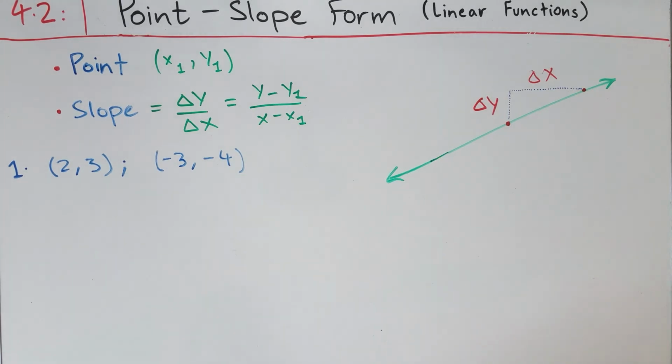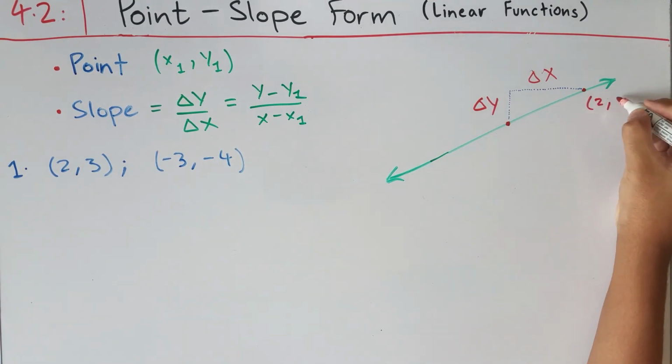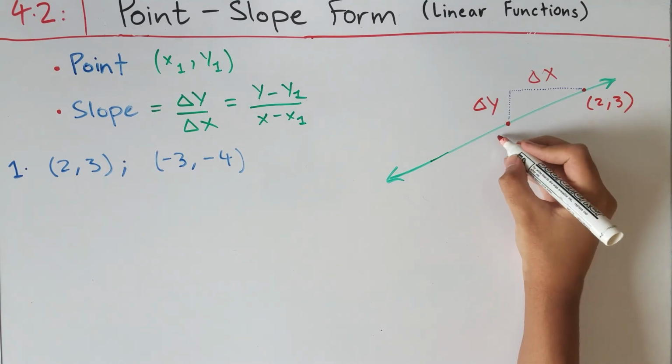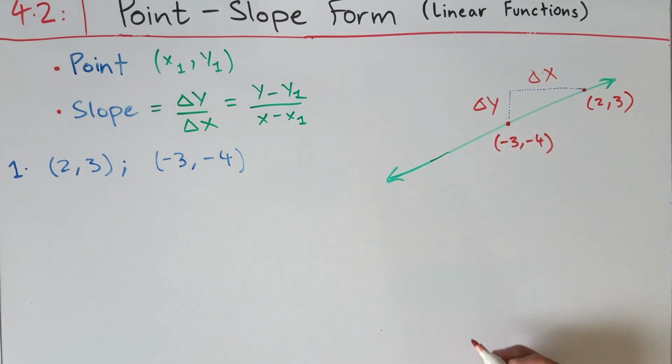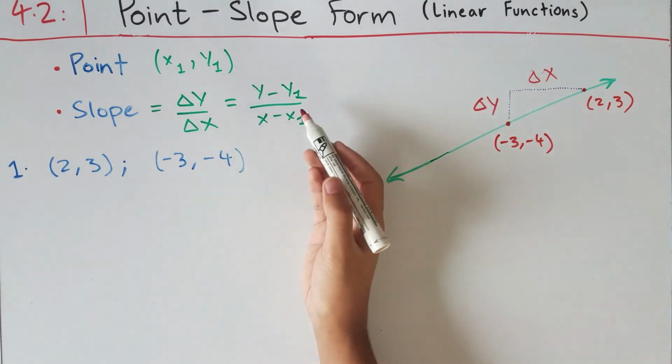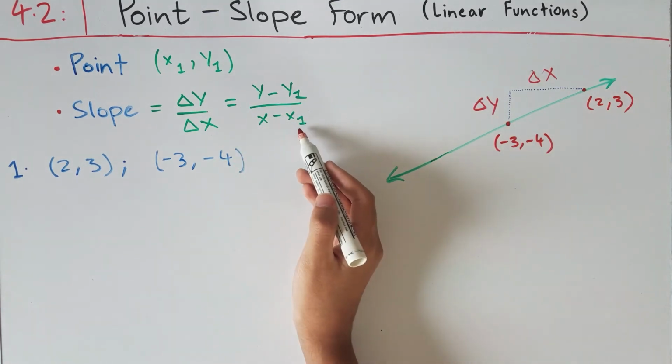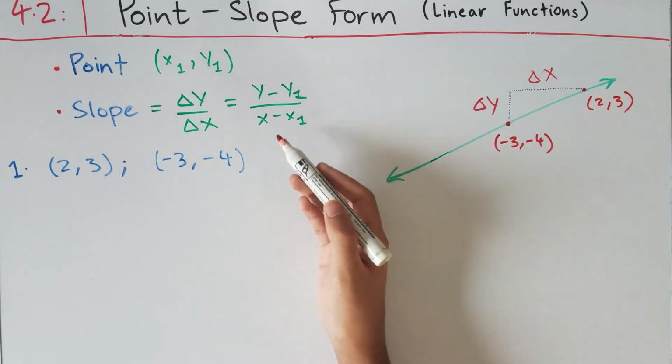Before we go about finding the slope given these 2 points, let's do a visual representation of these 2 points on a line. On this green line graphed, let's say that this point over here is the point 2, 3, and this point over here is negative 3, negative 4. And we know that by using the change in y and the change in x, or the y minus y1 over the x minus x1, we can find the point slope form of the function.